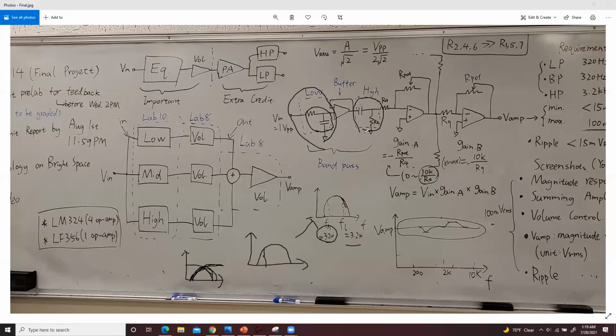After the band pass filter, you will have the volume control for this path, and then this is a summing amplifier for each filter. So it should actually be drawn like this.